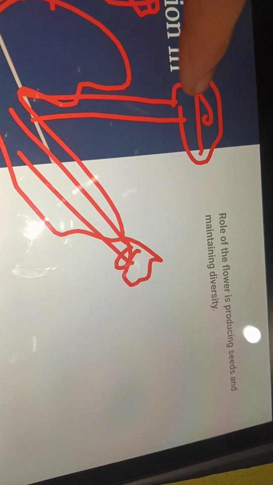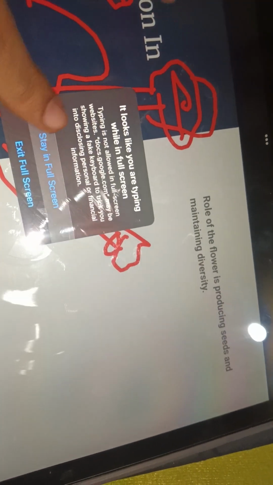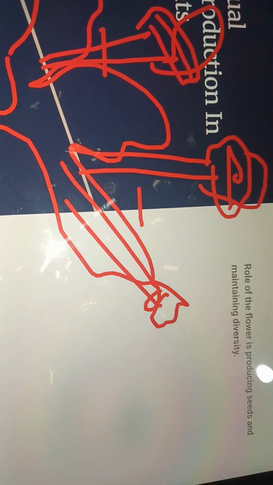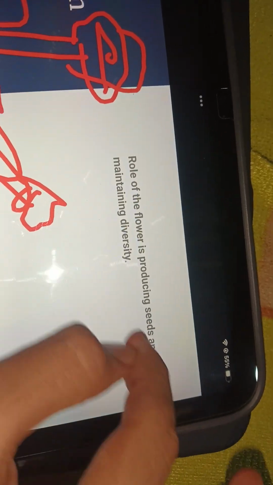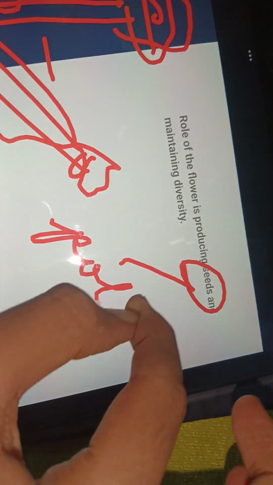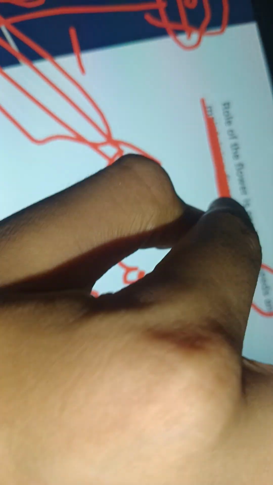Okay, so this is your flower. This is an anther. This is a filament. This is a stigma. This is a style. These are petals. So the role of the flower is to produce seeds, that is the pollen grains, not seeds. You can say seeds as well. What actually seeds? Pollen grains, and maintaining diversity. That's the role, producing seeds.